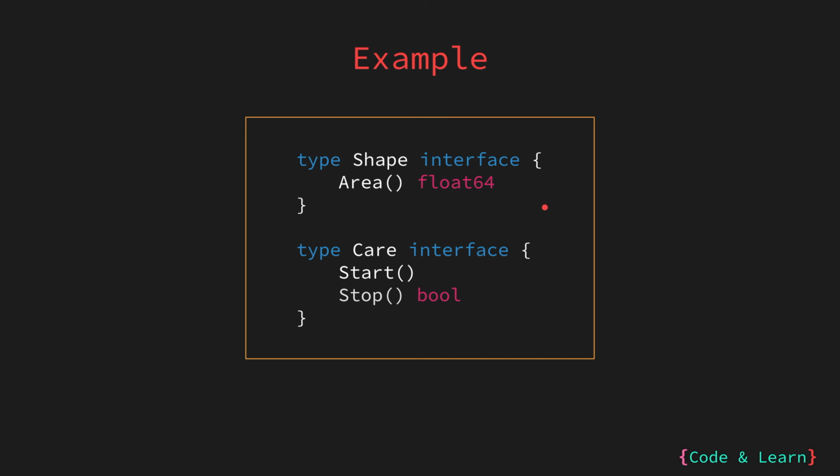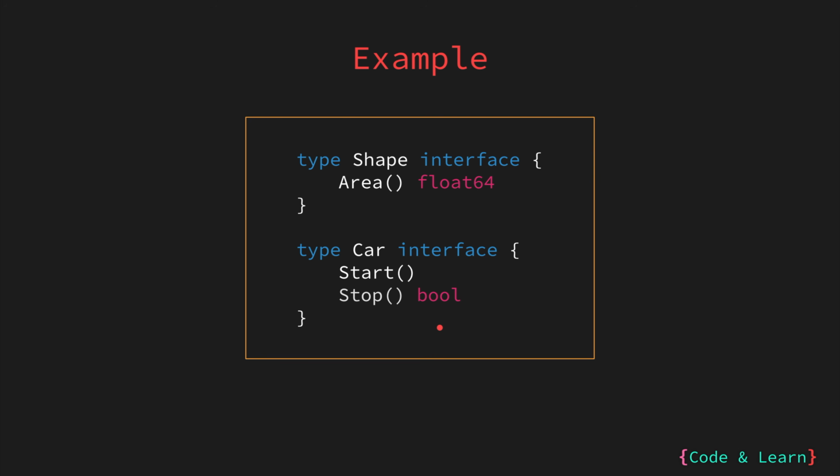Here are a few examples of creating interfaces. Here we say type Shape interface, and inside it, we define the method. In the first interface, Shape, we have a method called Area, which returns a float. Next, we have an interface Car, which has two methods. The first is Start and the other one is Stop, returning a bool. So that's essentially how you create interfaces in Go.